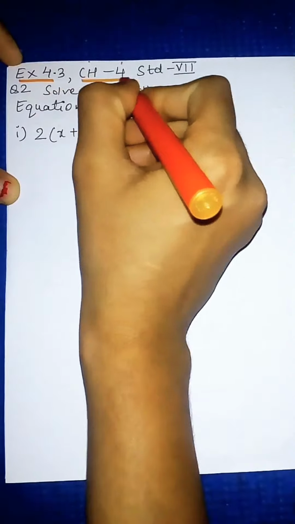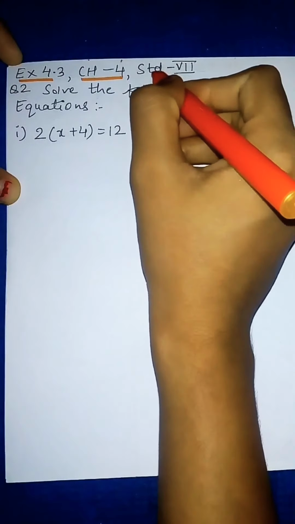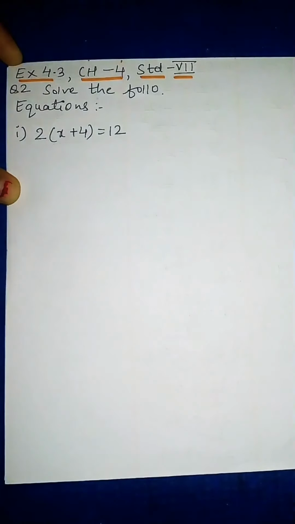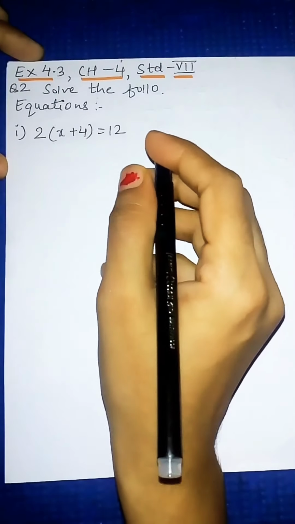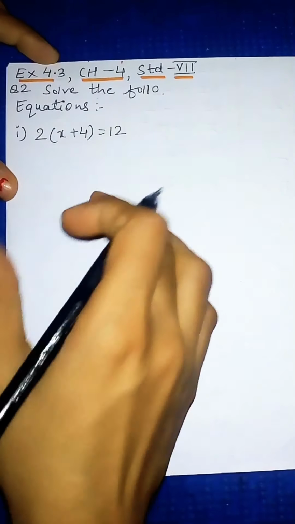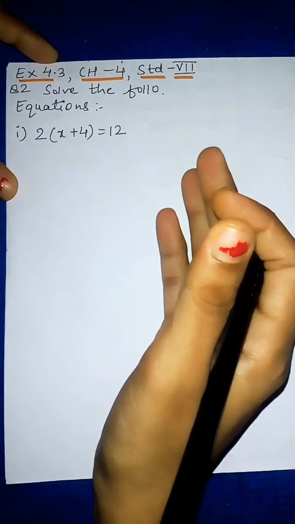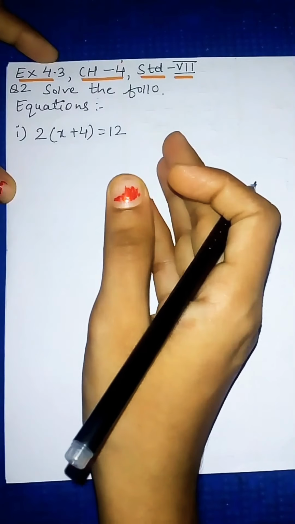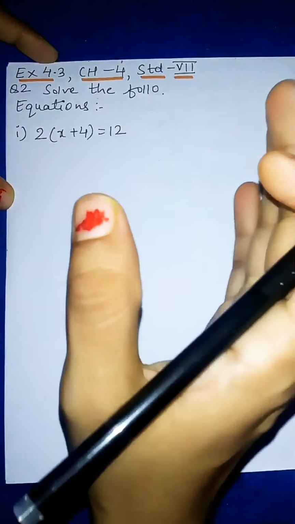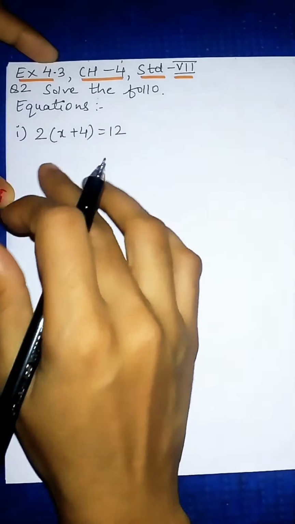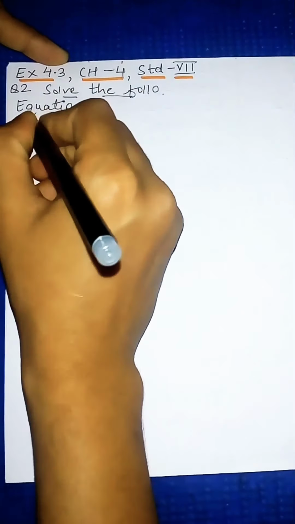Hello students, now we will see question number 2 of exercise 4.3, chapter 4 Simple Equations, of standard 7th NCERT. We have seen in question number 1 how to solve an equation, how to transpose the terms from the LHS part to the RHS part by changing the sign. Now question number 2 is: solve the following equations.